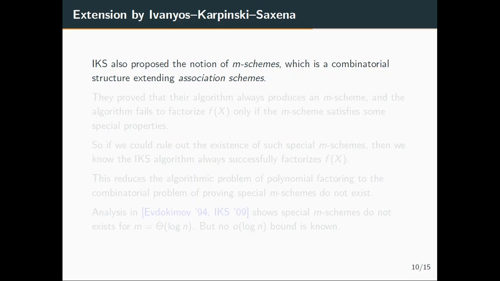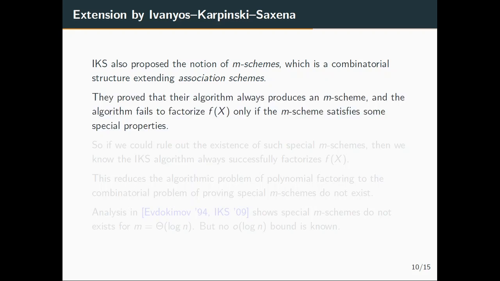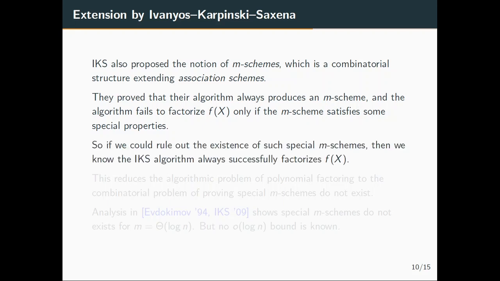Another contribution by IKS is that they proposed the notion of m-schemes, where m denotes the number of layers in the algorithm. This is a combinatorial structure which extends the notion of association schemes in algebraic combinatorics. So IKS showed that m-schemes can be used to analyze their algorithm. Basically, they show that their algorithm always produces an m-scheme, and whenever the algorithm fails to factorize the polynomial f(x), then this m-scheme must satisfy very special properties. So if we could rule out the existence of these special m-schemes, then we can show that the algorithm by IKS always successfully factorizes the polynomial.